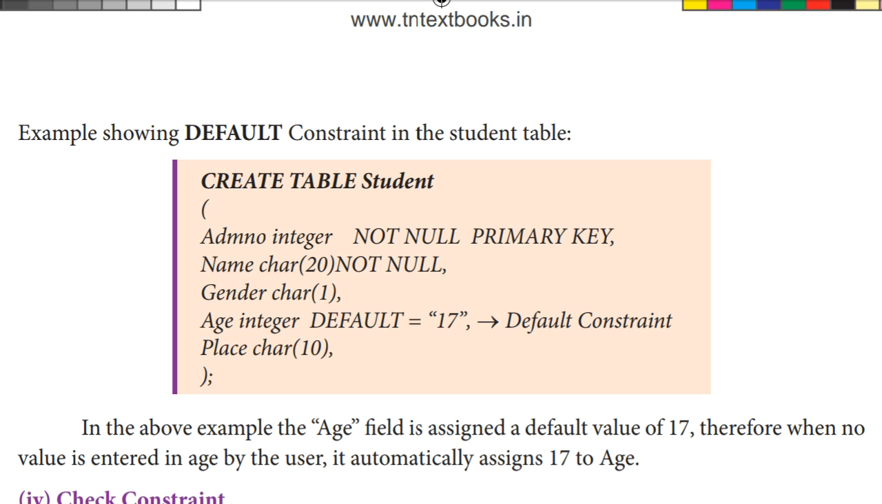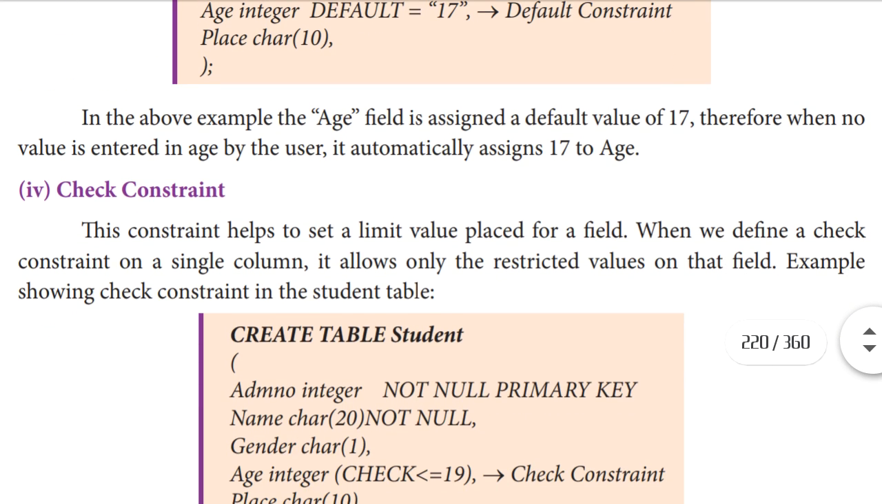So default constraint, age integer. So age of data type integer. So if we do not type the age, it assigns our age as 17. So that is the default constraint. Next we are going to see check constraint.